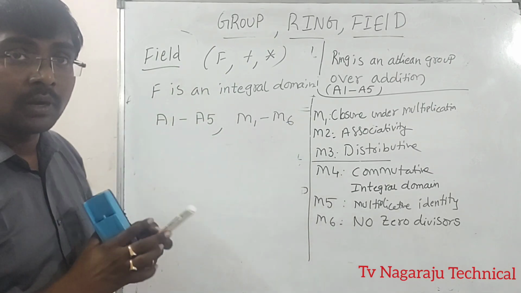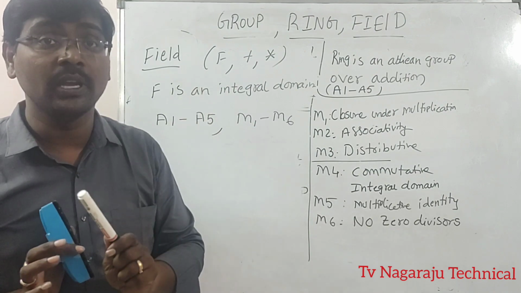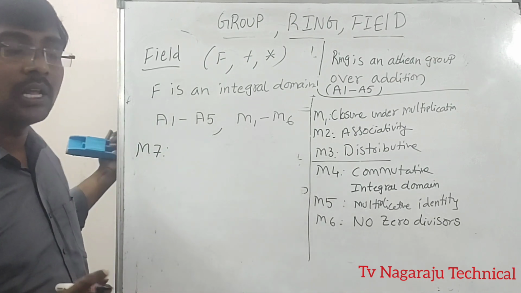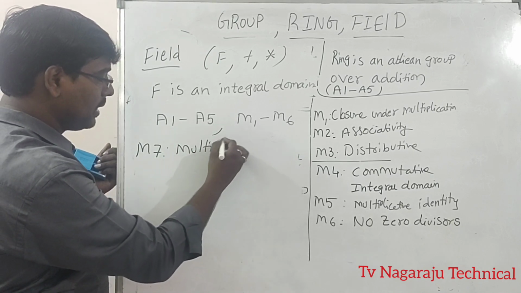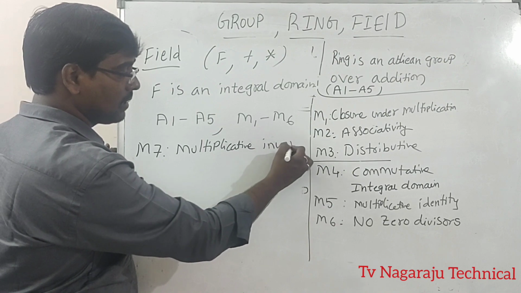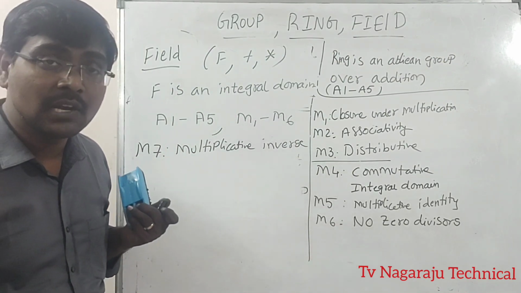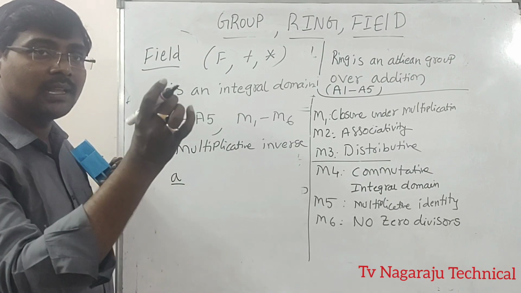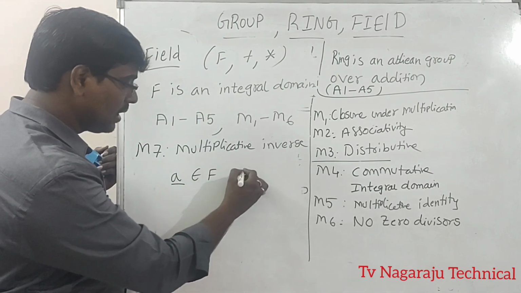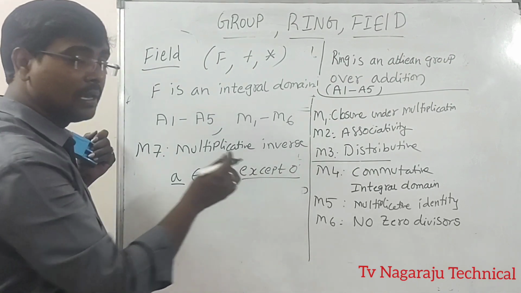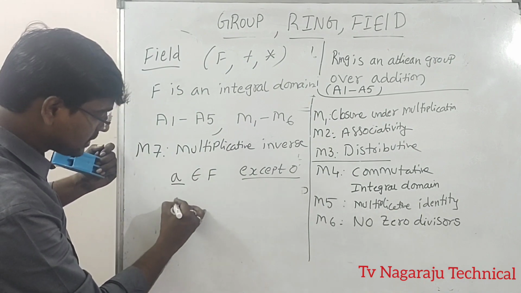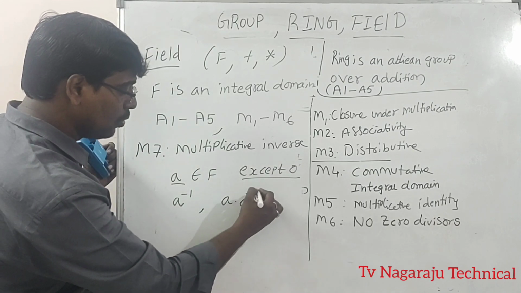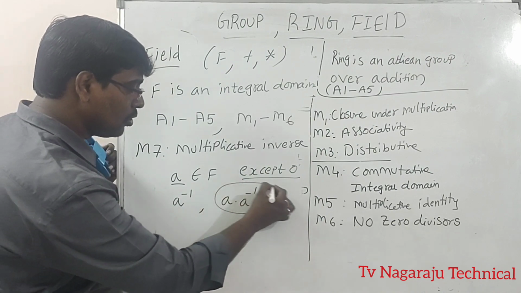In the ring, I used one word: a ring need not have any multiplicative inverse. But coming to field, a field has to satisfy one more additional property, that is called multiplicative inverse. So a ring does not have it, a field consists of multiplicative inverse. We know that one. What is multiplicative inverse? If A is an element that belongs to F, except 0, if there exists an element A inverse, then A into A inverse is equal to 1.